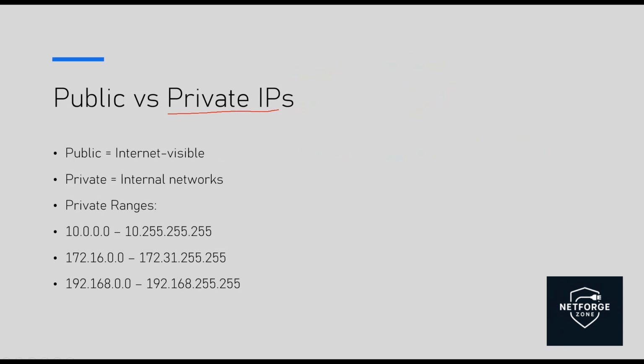Because private IP addresses have different ranges. As a matter of fact, three different ranges. I'm going to speak about classes later, but you can say for class A, we have 10.0.0.0 up to 10.255.255.255. For class B, we have 172.16.0.0 up to 172.31.255.255. And for class C, as a matter of fact, we have 192.168.0.0 up to 192.168.255.255. So you have to memorize these things.